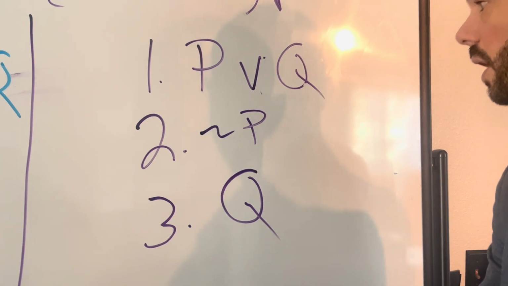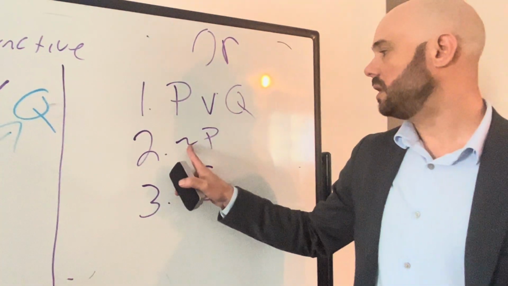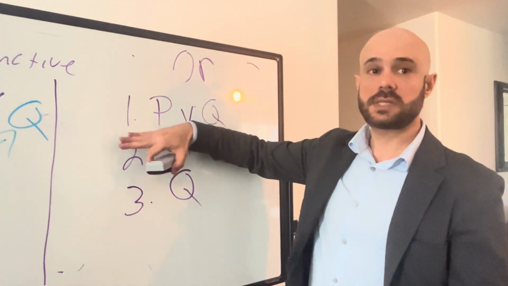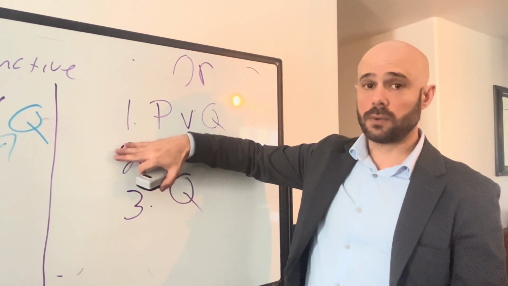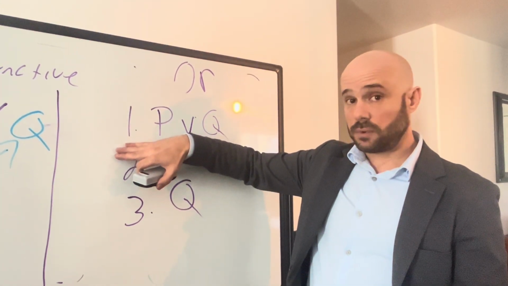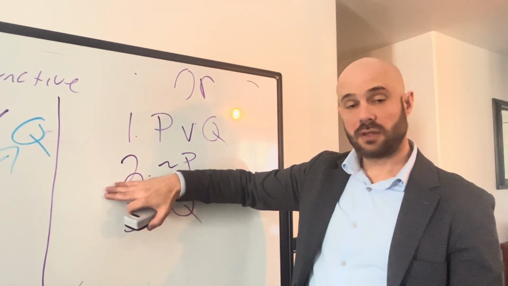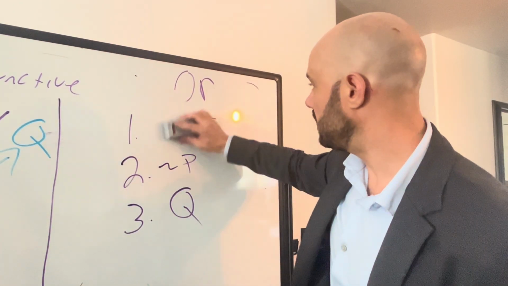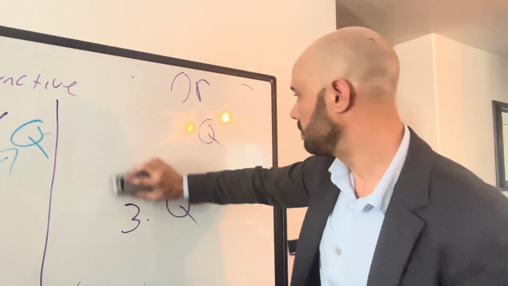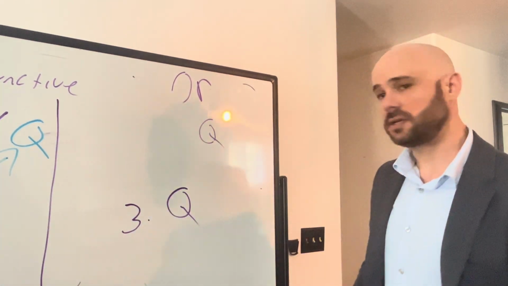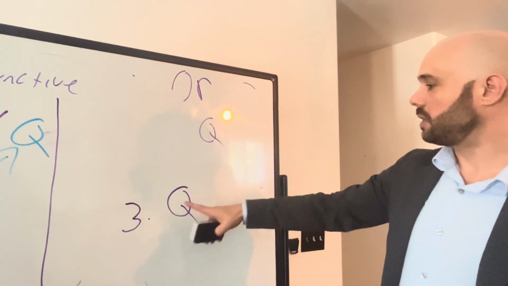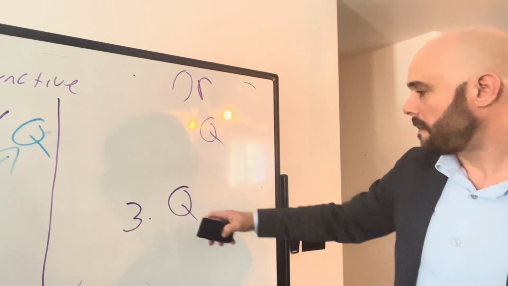The reason why is because, look, premise 1 says either P or Q. If those are the only two options, you can have one, and you say not P, what that means is that all that's left is this, right? Q. So you're guaranteeing the truth of your conclusion.